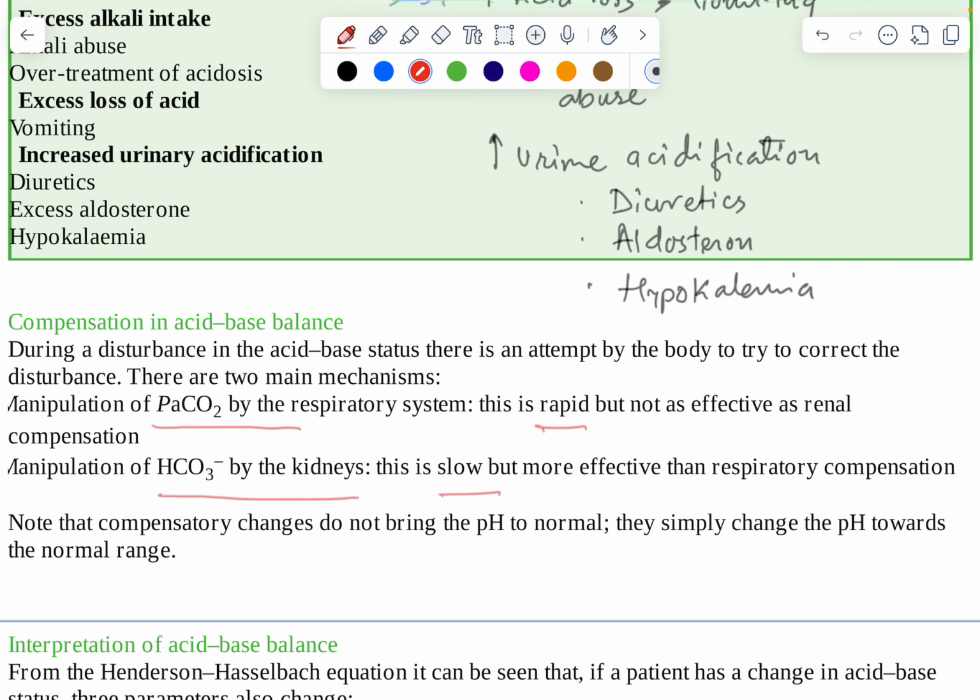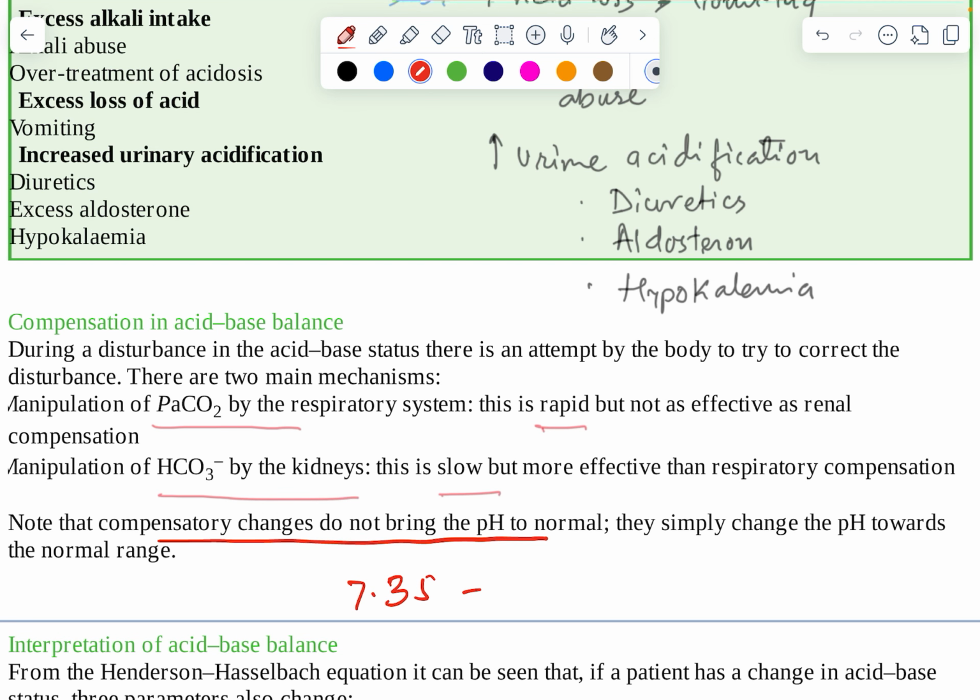Compensation in the acid-base balance: during a disturbance in acid-base status, the body attempts to correct the disturbance. There are two mechanisms. Manipulation of PCO2 by the respiratory system is rapid but not as effective as the renal mechanism. Manipulation of bicarbonate by the kidney is slow but more effective. Note, the compensatory mechanism does not bring pH to normal. This is important. It simply changes the pH towards normal.